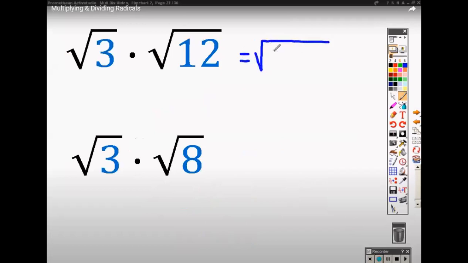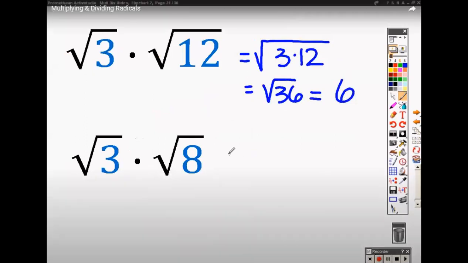In this question, we have square root 3 and square root 12. So we will combine the two numbers together under the radical sign. Then it will be 3 times 12. Now we will find the number. It will be root 36. We know that root 36 is equal to 6. Let's move to the next question.